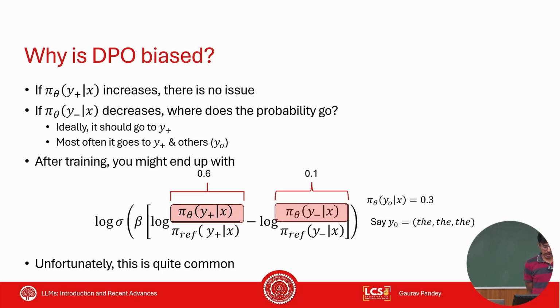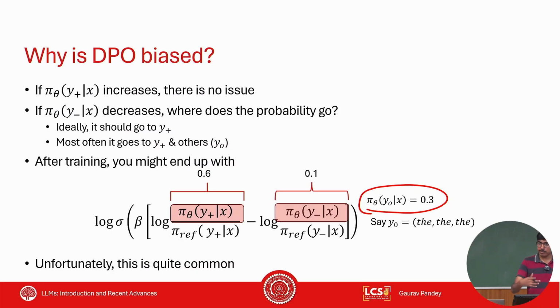Ideally what you want is that if the probability of a certain output decreases, all the change in probability should go to the y plus. It should not go to something else. But you're not telling it anywhere in the objective. So this probability can actually go to a sample which was not in the objective at all, right? It can go to certain y naught. So here pi theta of y plus increased from 0.5 to 0.6, and y minus decreased from 0.5 to 0.1. But now some new outputs appeared whose probability also increased, because you're not telling the model what to do with the other outputs. You're decreasing the probability of y minus, but you're not saying where that probability mass should go. And that is a risky part.